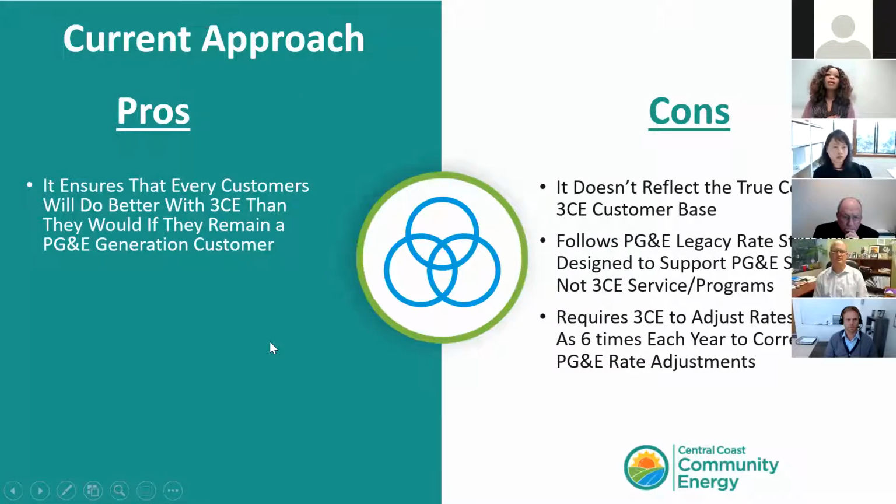The pros to that are essentially just what I said, in that it allowed us to say and know that every customer would do better with 3CE than they would remaining with PG&E's generation services. The con was, though, that it doesn't necessarily reflect the true cost to serve each 3CE customer base. And it follows PG&E legacy rate structures, which are really designed to support PG&E service and not necessarily designed to support 3CE services or programs. It requires also that we adjust our rates as often as 6 times a year to correspond to every time PG&E makes a rate adjustment.